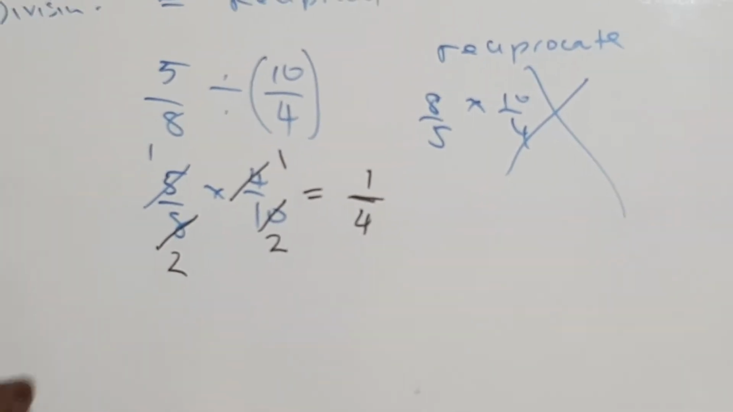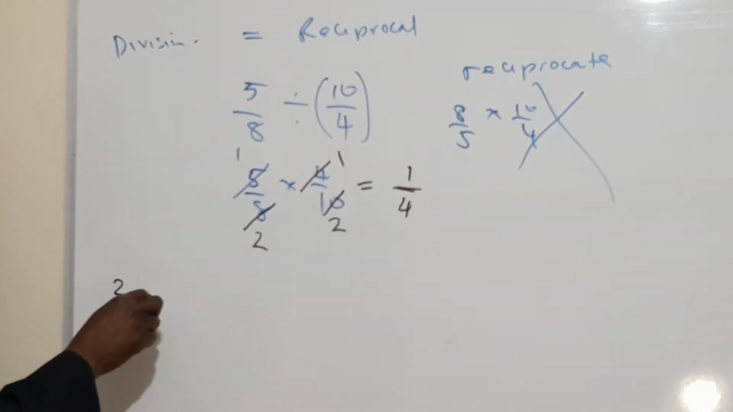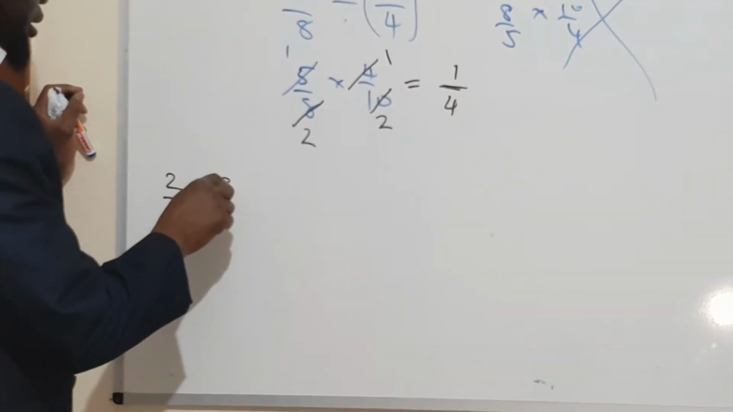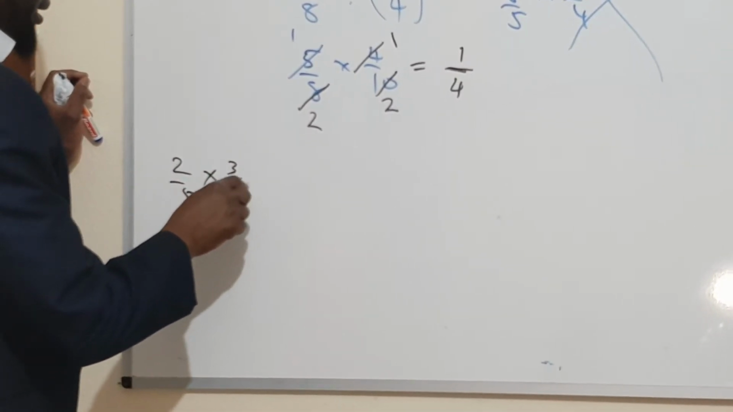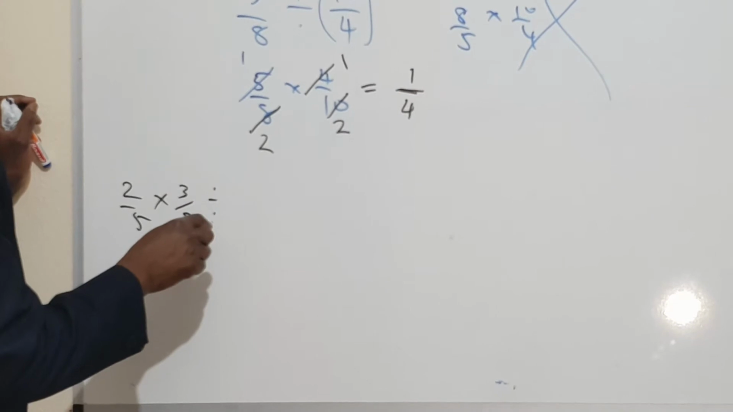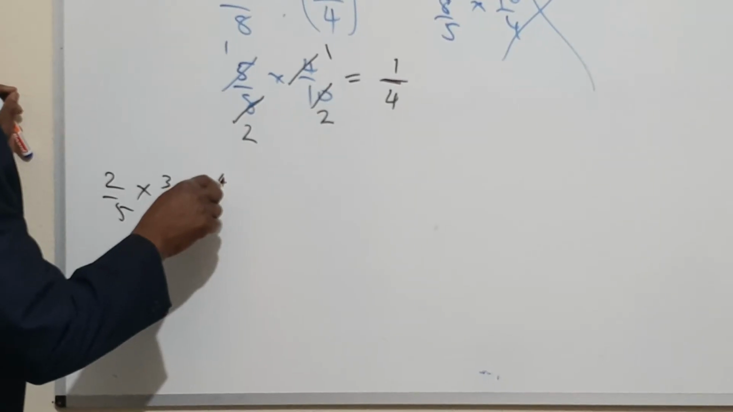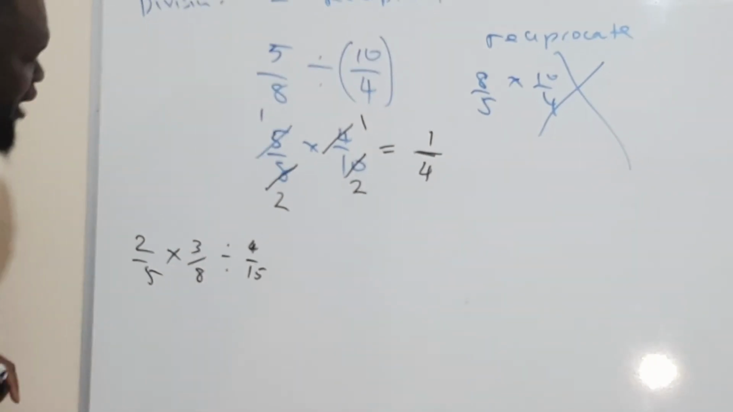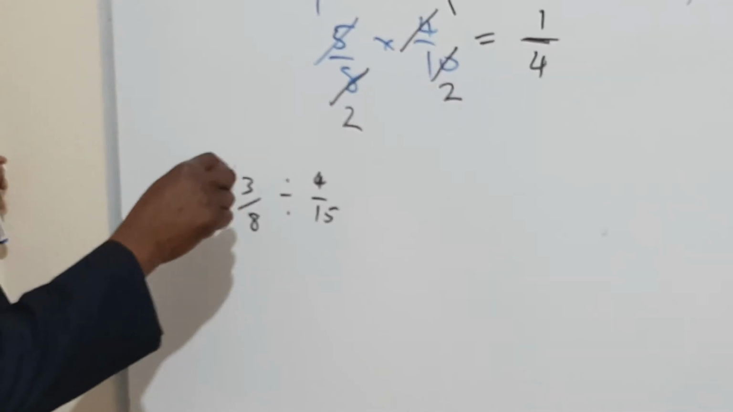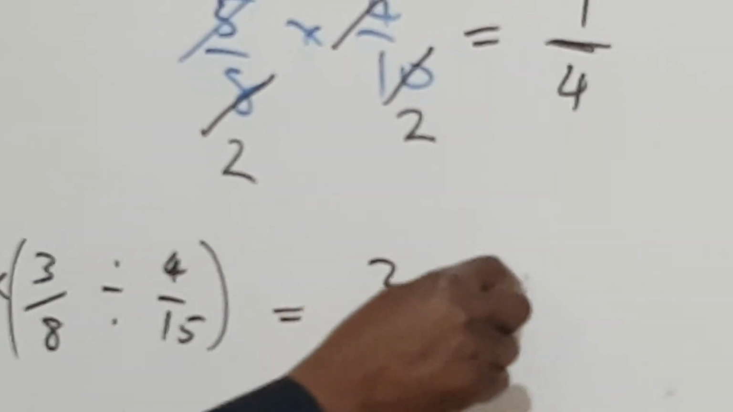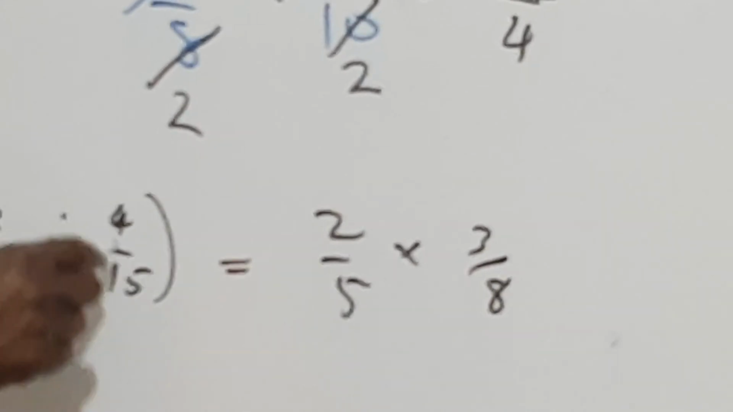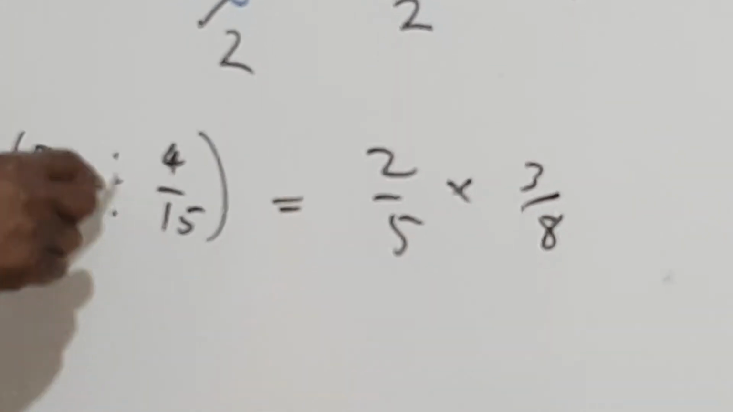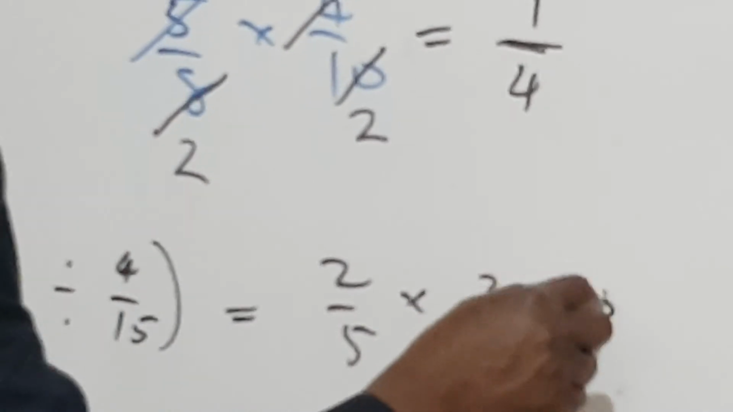Even if they just give us a complex one, okay? 2 over 5 times 3 over 8 divided by 4 over 15. Okay? Here, we have to apply our BODMAS. Which one comes first? Division comes first, isn't it? So we must tackle that first, yes? So let's go to 2 over 5 times our 3 over 8. The only one we can reciprocate is 4 over 15 because that's the one after the division sign, isn't it? So that is 15 over 4.